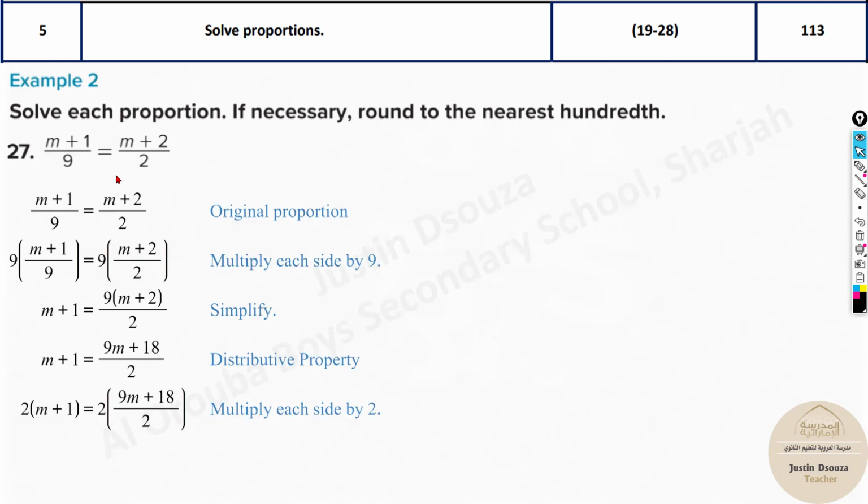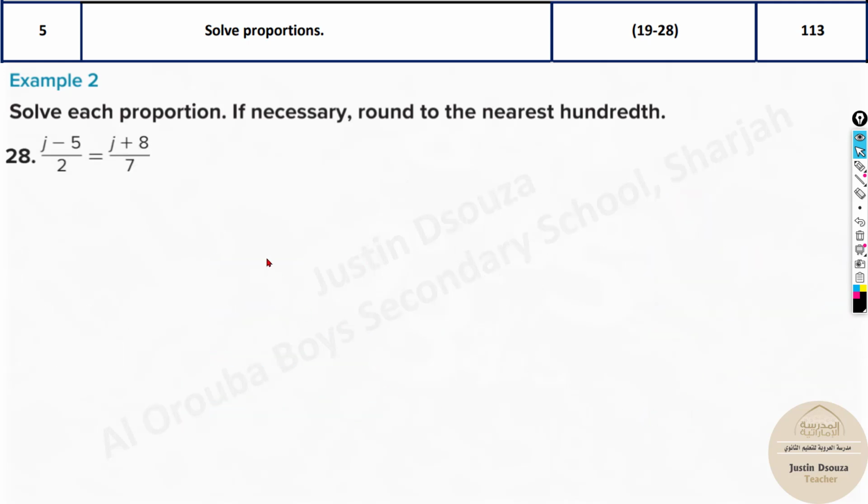Let me do the last one. Over here is the answer. Now this is also easy, but let me just do it. This is the last problem. Now here, take the 7 to the other side. Easily it can be done.